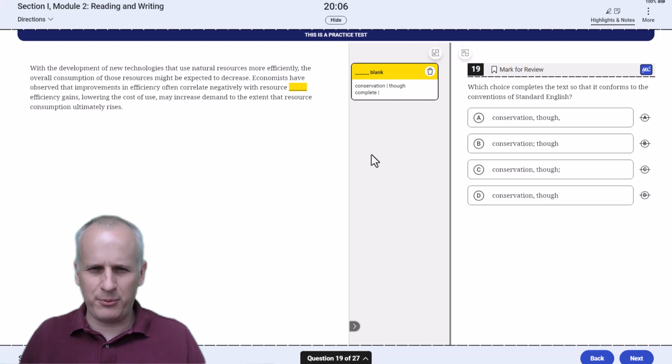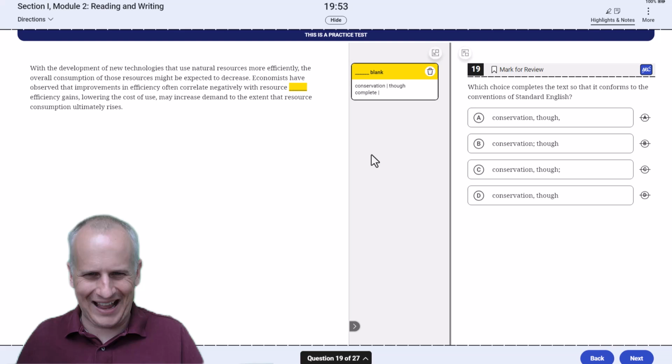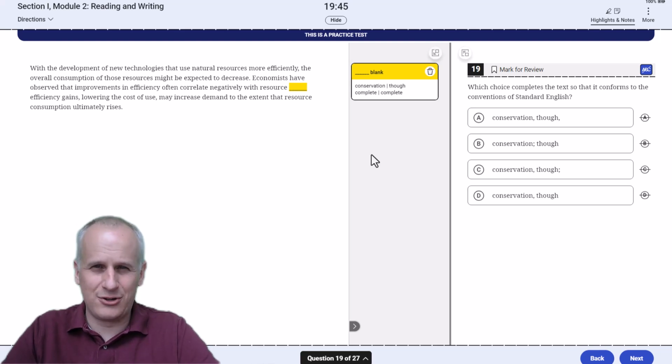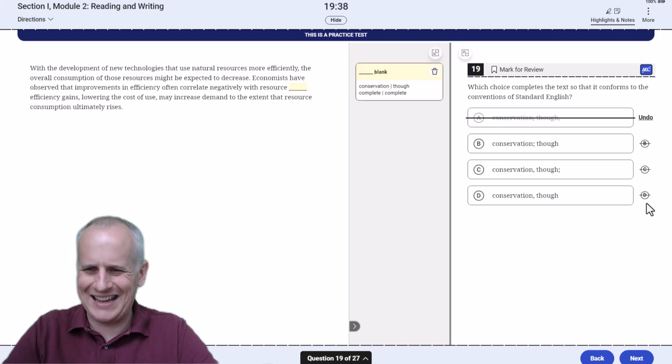Then we're going to pick up with though and consider the same concept. So, though efficiency gains, lowering the cost of use, may increase demand to the extent that resource consumption ultimately rises. Well, efficiency gains are the subject for everything after the though and after the vertical line, and those efficiency gains may increase. So we've got another complete idea. And we need to have what is often considered stop punctuation between two complete ideas. That's going to be a semicolon or a period, most usually. So we can eliminate any of the answer choices that do not have a semicolon.